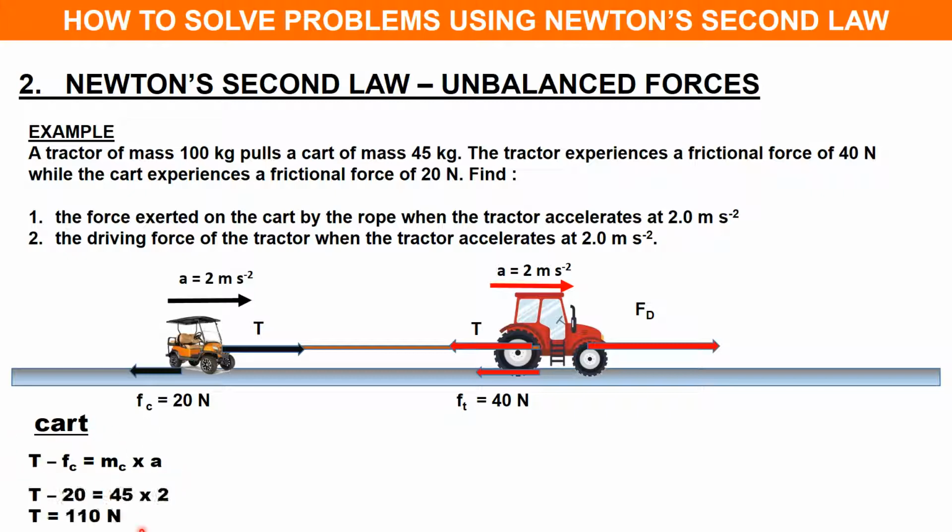So of course, the next step, you just substitute the values in, and eventually you get the tension, which is the force exerted on the cart by the rope, to be 110 newtons.